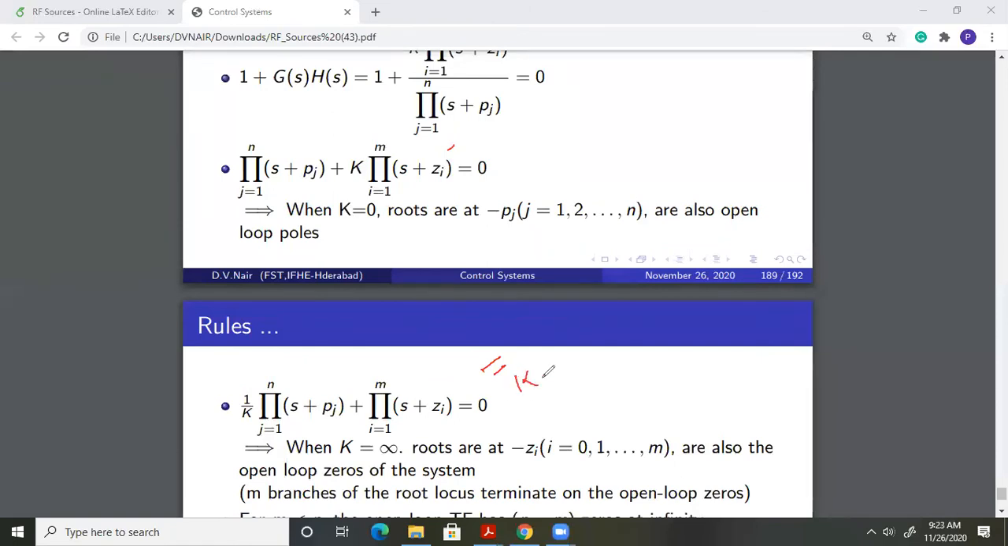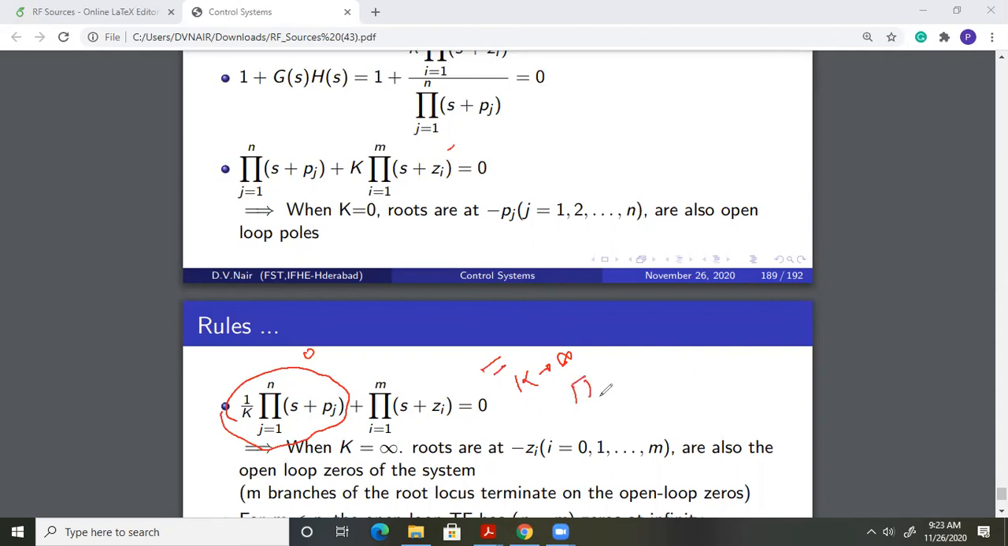So I get this new equation. Now here, if I put k equal to infinity, then what do I see? Always remember, this is still your characteristic equation. The solution of the characteristic equation gives us the roots of the characteristic equation, which are called closed loop poles. Now, when k is equal to infinity, this term of the characteristic equation that I have encircled will become 0, because 1 by infinity is 0. 0 into anything is 0.